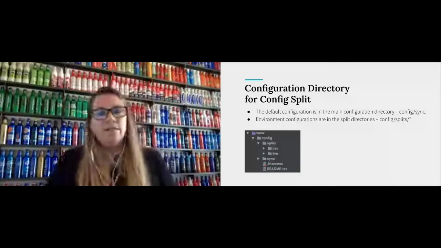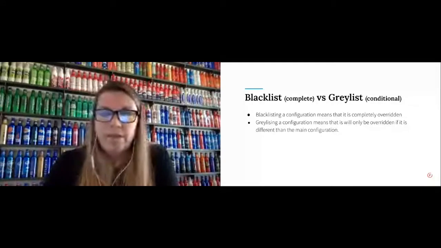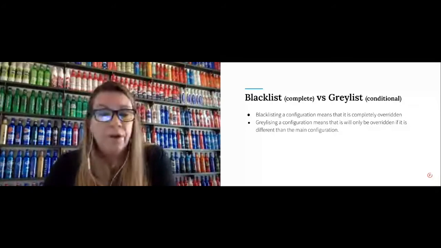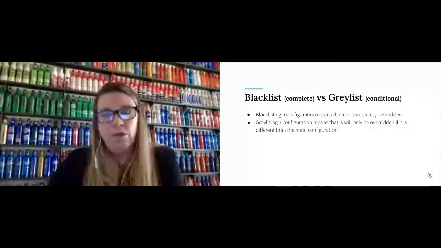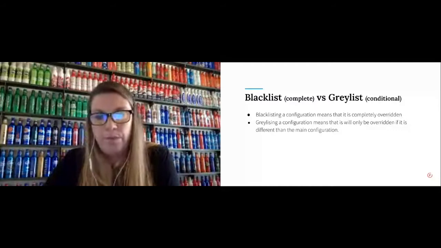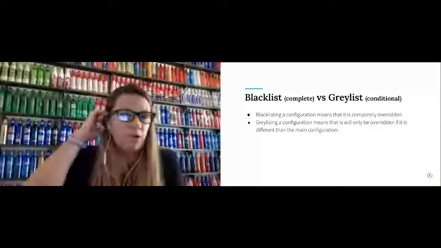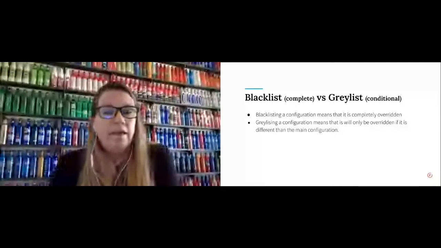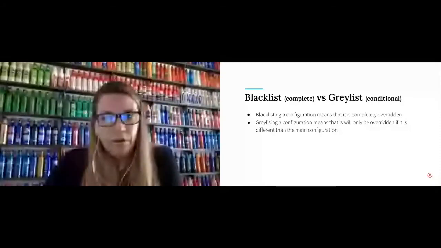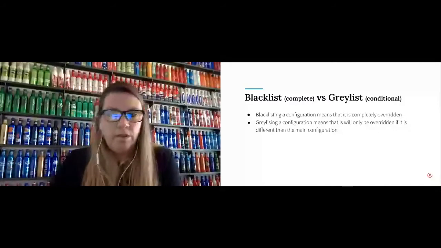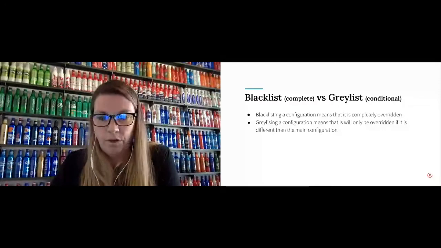So, the blacklist versus the gray list. The blacklist versus gray list has actually been pretty confusing to me for a very long time. The blacklist is basically a configuration that's completely overwritten, meaning that it doesn't even exist in your main configuration. So for example, if you have devel turned on and you don't have it turned on in your main configuration, then none of that configuration is stored in your main configuration. It's all stored in your split configuration.